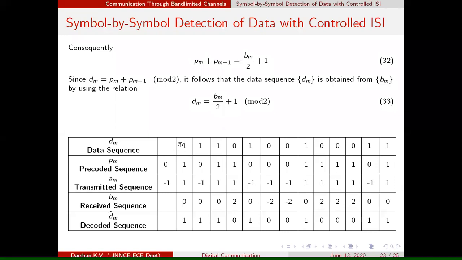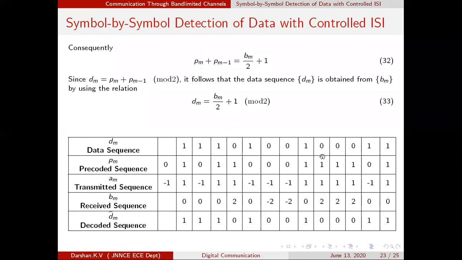DM, if you want to pre-code this, DM minus PM minus 1. Remember, this is a binary subtraction or modulo 2 subtraction. So 1 minus 0 is 1. Okay, here 1 minus 1 is 0. 1 minus 0 is 1. Like that you are supposed to subtract. Just I will tell you, here that symbol is 0.